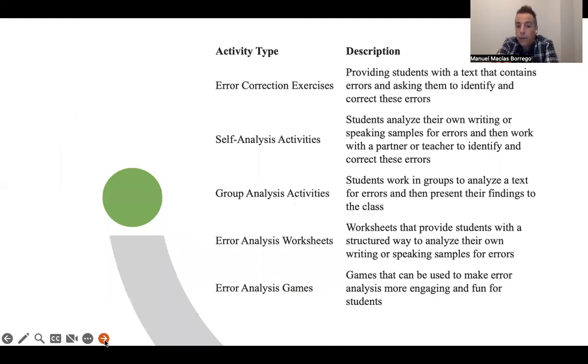So I leave you with a summarizing card in which we can have the activity type, but also the description. Because I'd like to think that these different activities actually help us introduce error correction inside the class, and by helping error correction and error elimination, produce better language outputs in our learners.